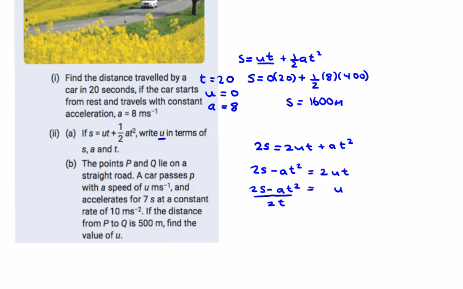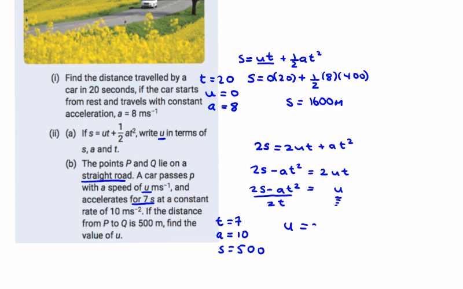And we're told the points P and Q lie on a straight road. A car passes P with a speed of u. So we're looking for u. They've given us S, A, and T here. So T is 7, so just double check. The car accelerates for 7 seconds at a constant rate. A is 10 meters per second squared. And if the distance from P to Q, S, is equal to 500, we have our 3 variables.